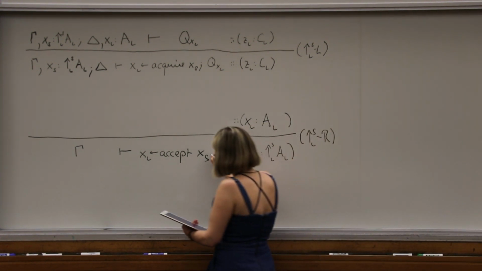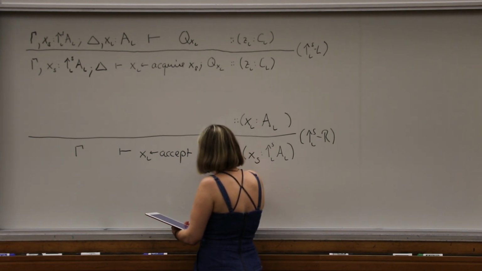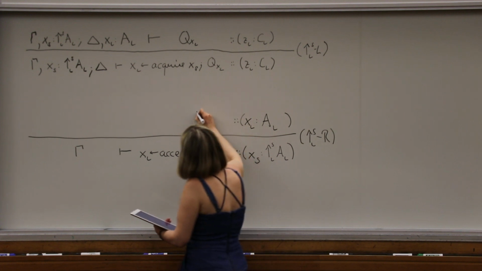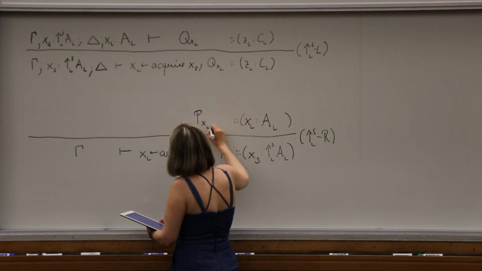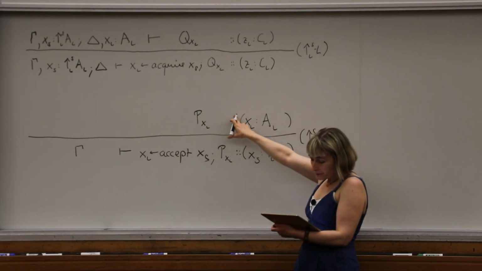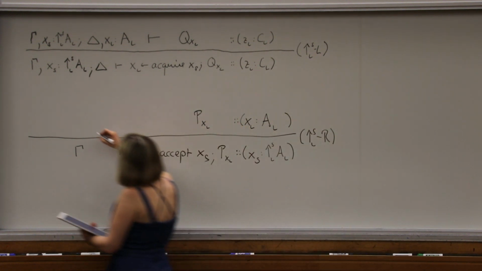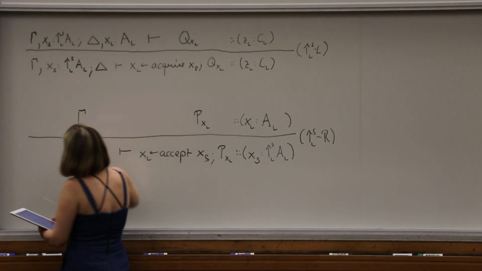And oops, I forgot here the continuation. I apologize about that. Right? So now we execute our continuation in which we bind the X sub L, and we continue with gamma.